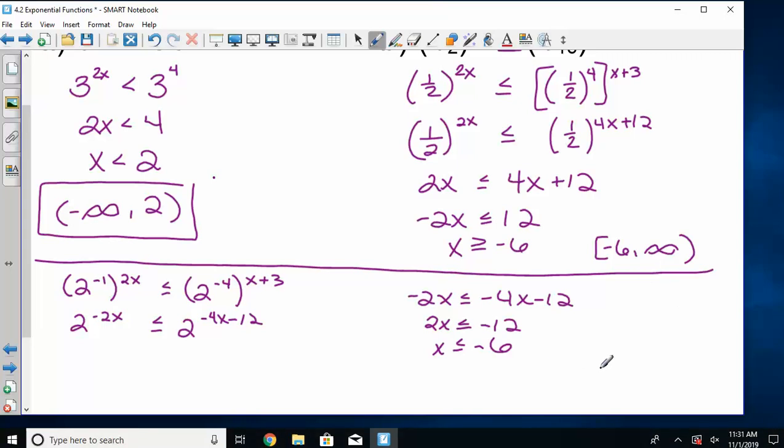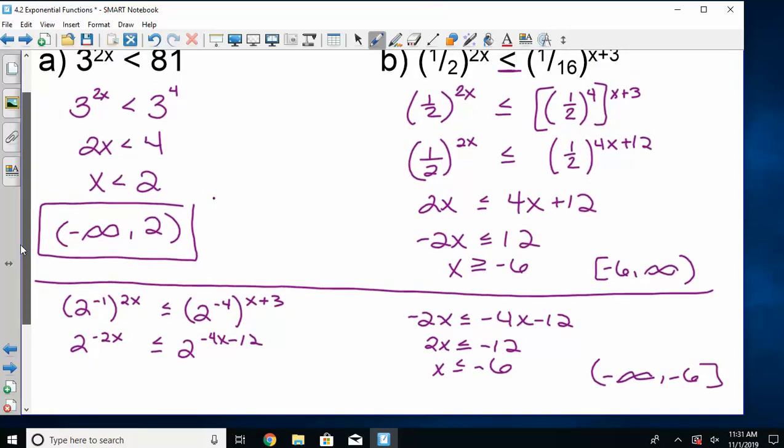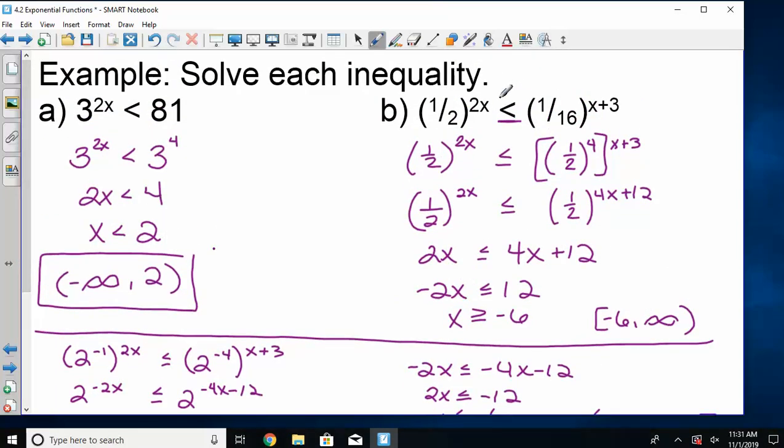How would I write that answer? That one's -infinity to -6. So I used 2 different bases and I got 2 different answers. Which one's right? The first one? Can we check? Give me a number bigger than -6. Let's go with a nice number, like 0. Okay, plug 0 in the original.